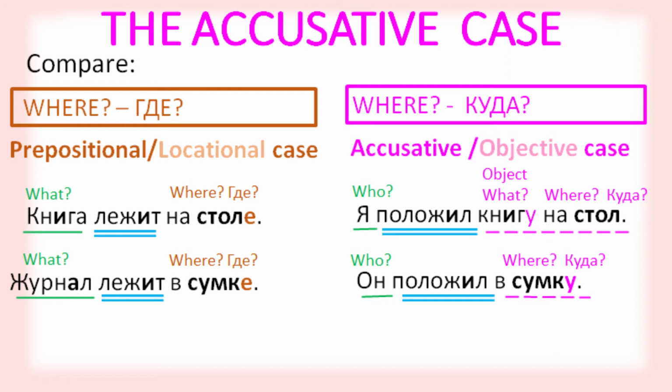Журнал лежит в сумке. The magazine is in the bag. The sumke, this is location. Он положил в сумку. He put it in the bag. The sumku, this is direction.